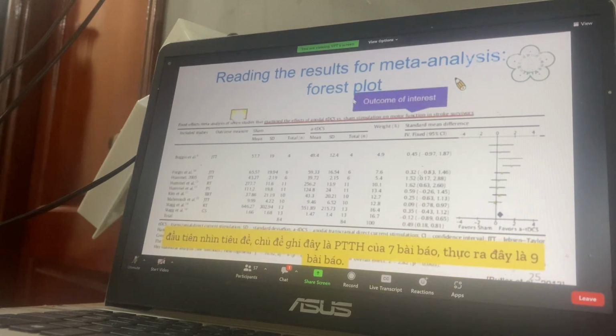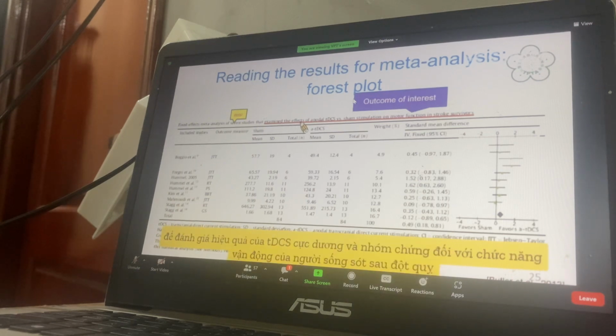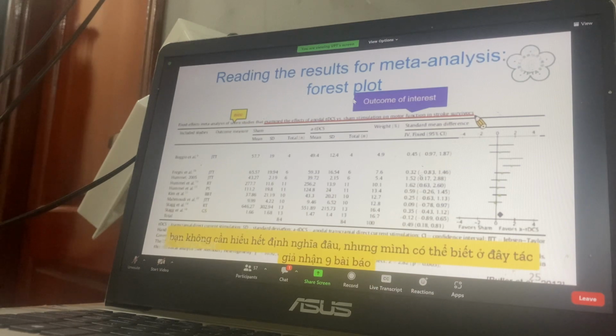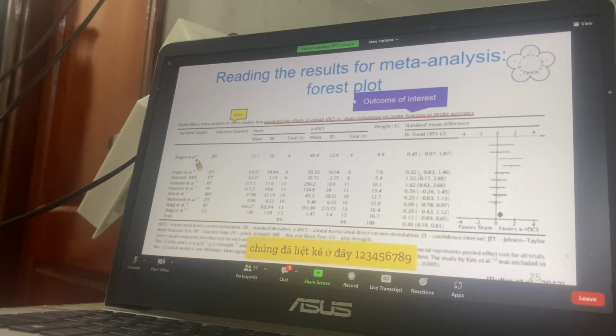First of all, we can look at the title. The title says it is a meta-analysis of 7 studies, actually it's 9, okay? That examines the effect of anodal tDCS versus sham stimulation on motor function in stroke survivors. You don't need to know all the terminology. But what we can see here is, through the title, we know the author included 9 studies, which are listed here, 1, 2, 3, 4, 5, 6, 7, 8, 9.